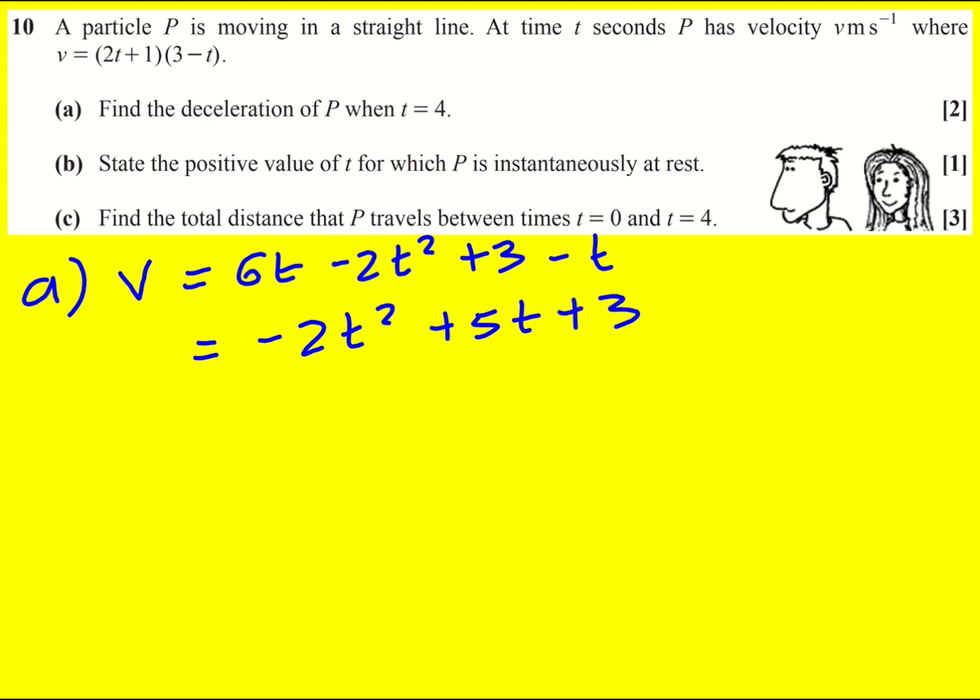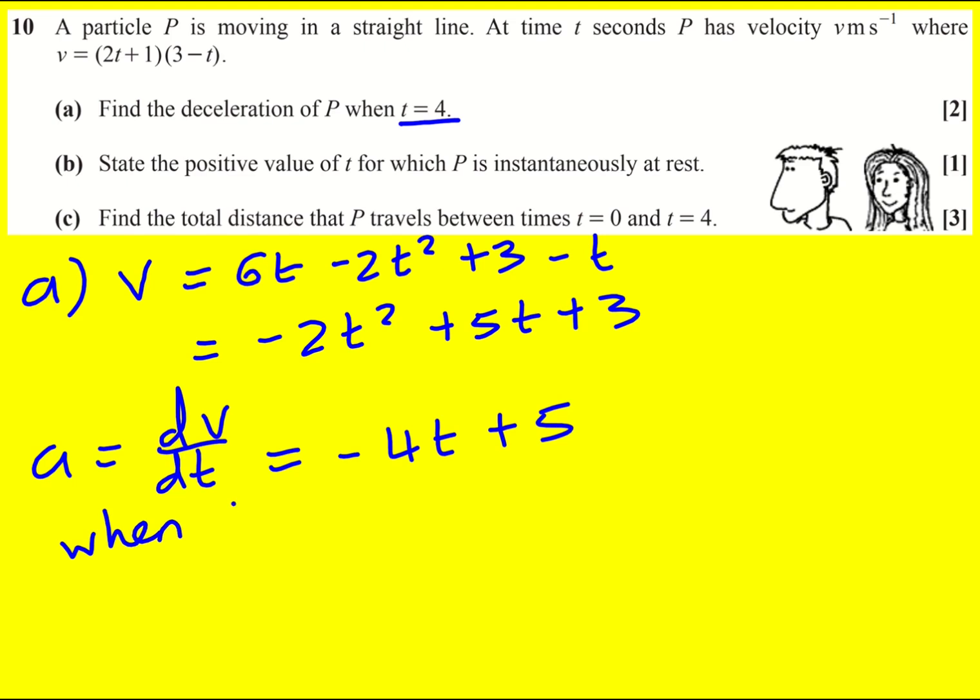I want to find the deceleration. So the acceleration is the first derivative of the velocity with respect to time. It's going to be minus 4t plus 5. And it's when t is equal to 4. So a is going to be minus 16 plus 5, which is minus 11.